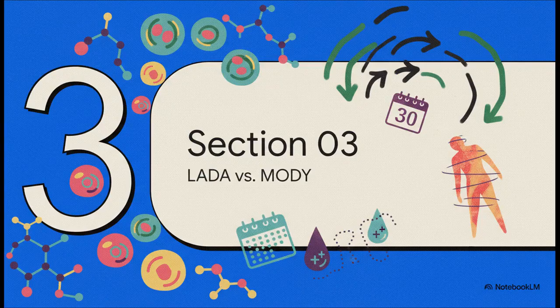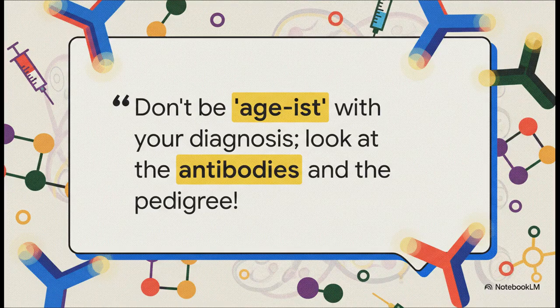Okay, let's hack into another high-yield trap. This one is all about a very specific patient profile, the young, thin adult. You see a 30-year-old who's not obese, but they have high blood sugar. The automatic reflex for a lot of people is to just label it type 2 diabetes because of their age, and that can be a massive error. So here's the prime directive, okay? You have to burn this into your brain. Don't be ageist with your diagnosis. The real intel you need isn't going to come from their date of birth. It's going to come from two other places, the antibodies and the pedigree.